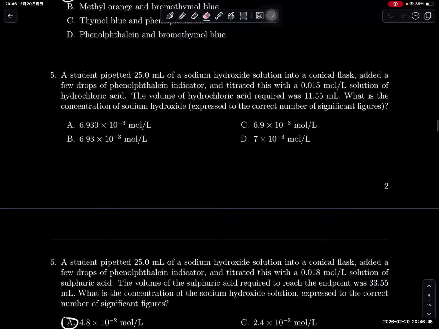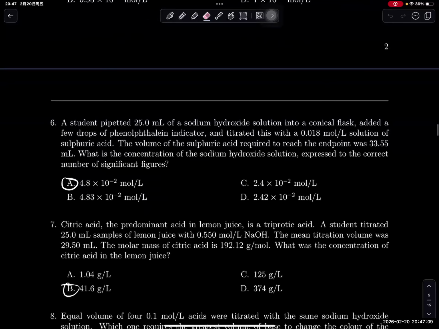Students pipetted 25 mL of sodium hydroxide into a conical flask, added a few drops of indicator. This is just basically a neutralization reaction, so C1V1 equals C2V2. You can calculate the concentration very easily, okay? It's hydrochloric acid and sodium hydroxide, so it's 1:1 as well.